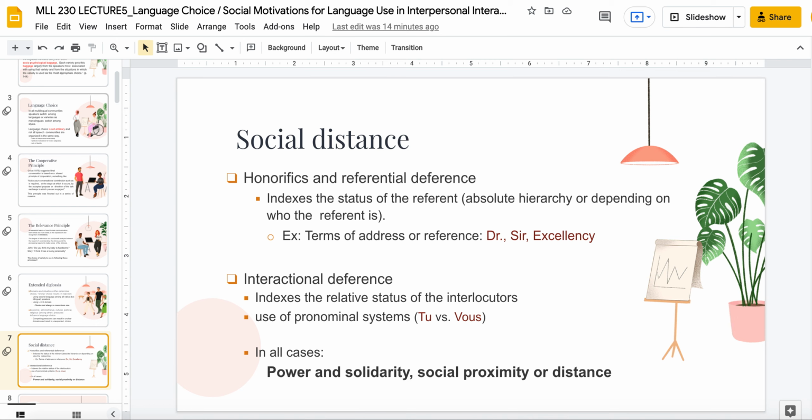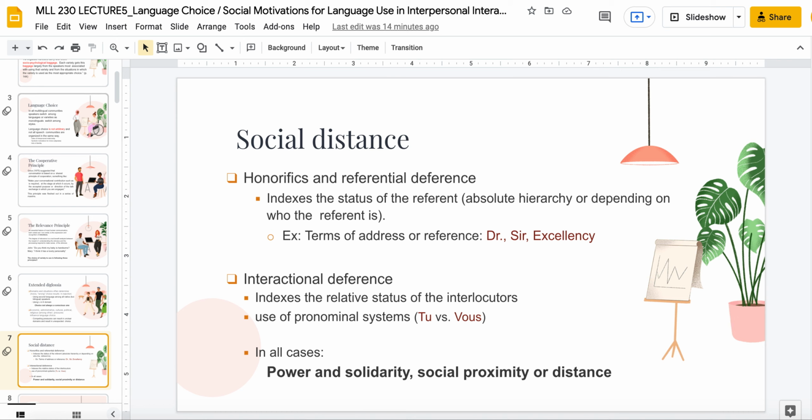So there's also social distance, right? Honorifics and referential deference. So, in cases of, for example, Korean or Japanese, you might have to use an honorific. This indexes the status of the referent or the hierarchy, right? Depending on who the referent is, you're making a choice based on who you are in a social hierarchy.